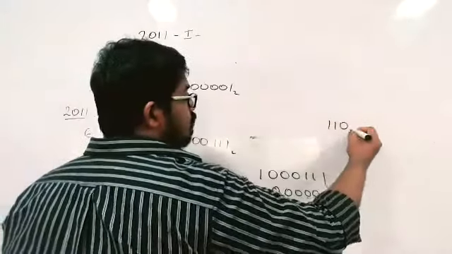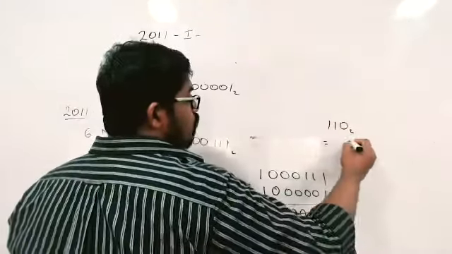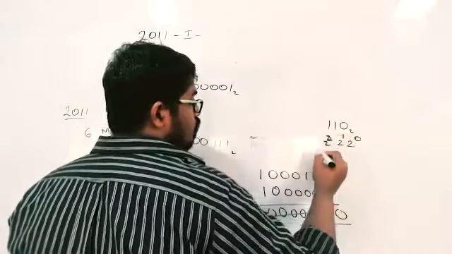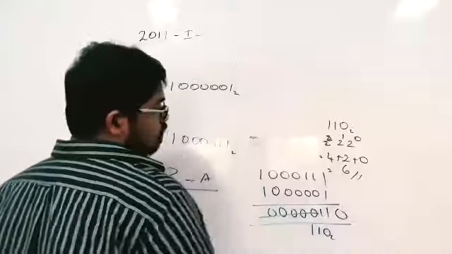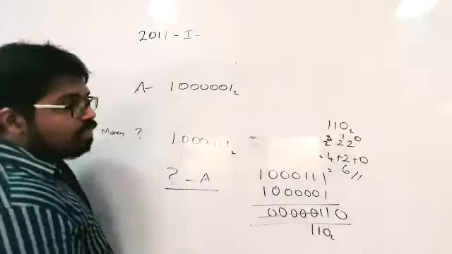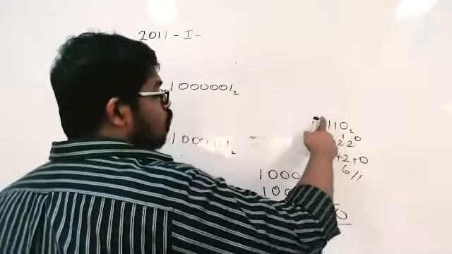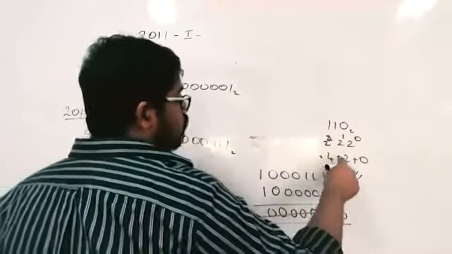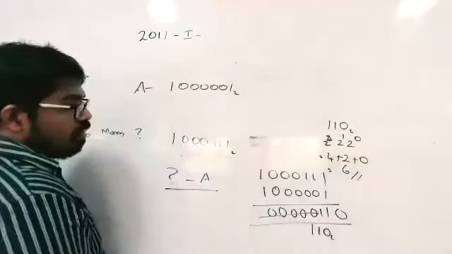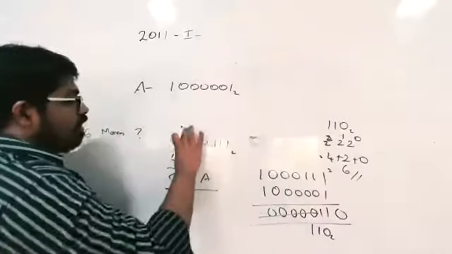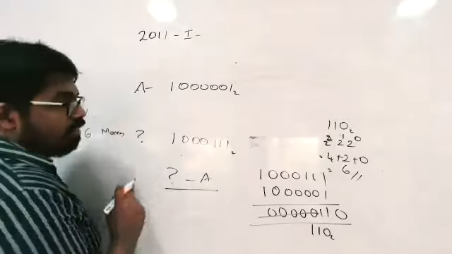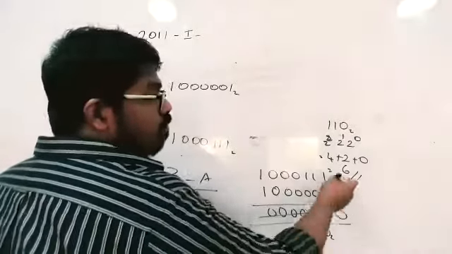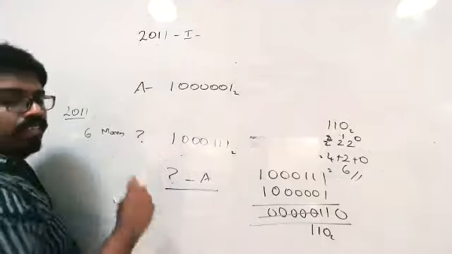1 1 0 base 2 in decimal: 2 to the power 0 is 1, 2 to the power 1 is 2, 2 to the power 2 is 4, so 4 plus 2 plus 0, which is 6. So this unknown character or letter will have 6 values greater than the A.